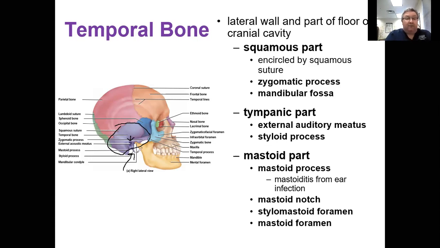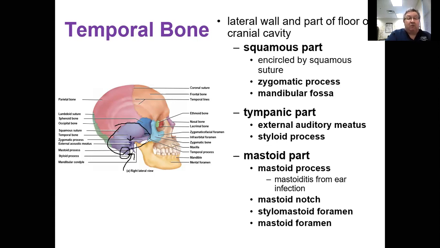Another part of the bone that you're going to need to know is the mastoid process. I put a little circle there. It's a small bump behind the styloid process, and it's an attachment point for certain muscles like the sternocleidomastoid.